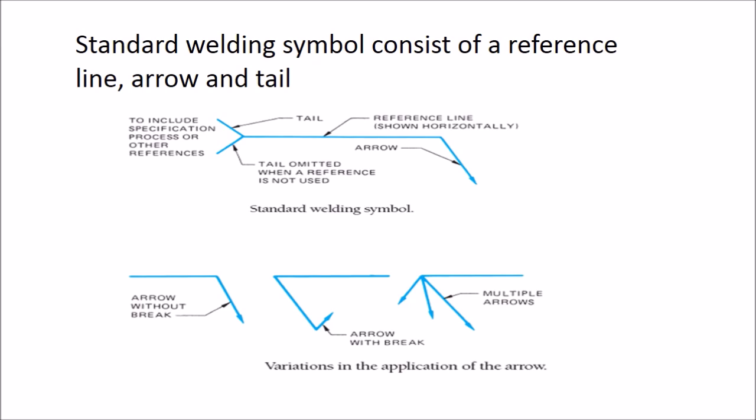Multiple arrows may be added to a reference line to show the same weld required in several different locations. The reference line of a welding symbol also has a particular significance that remains the same regardless of the elements added to it.